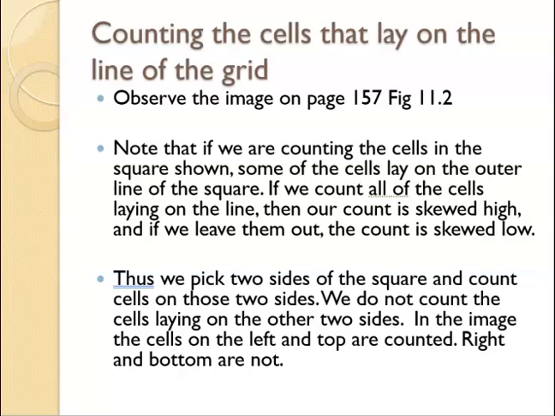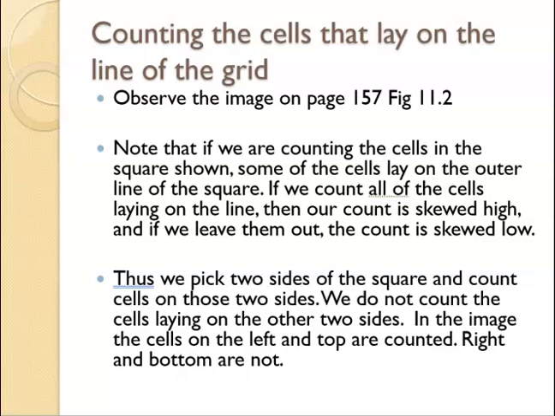I'm going to show you an image in just a second that shows you how to do this. It doesn't really matter which two sides you pick to count cells on, but you just pick two sides. You don't want to pick all four because that's going to skew your cell count high, but then you don't want to not count any of the cells on the grid lines because that's going to skew your number low.